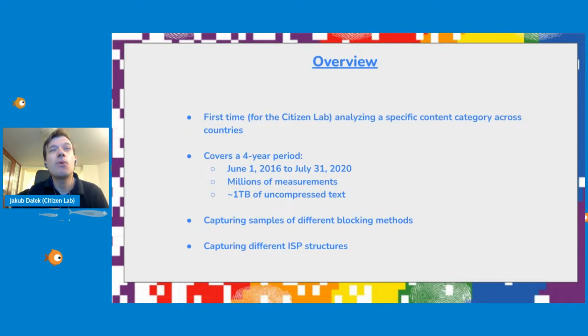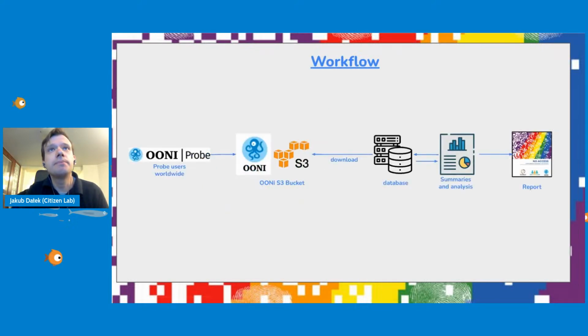This covers about a four-year period, from June 2016 to about 2020. 2016 was chosen because this was about the time when web connectivity tests started appearing in OONI. So it was pretty much from the genesis of web connectivity tests up until then. It covered millions of measurements, about a terabyte of uncompressed text, and it captured a sample of very different kinds of blocking methods across many different ISPs. So there was a lot of internal diversity in how the blocks were actually implemented.